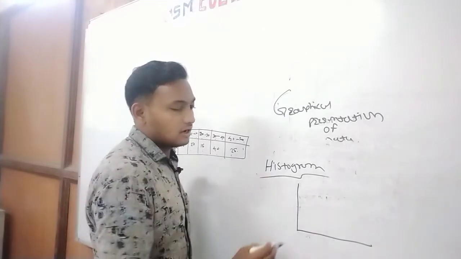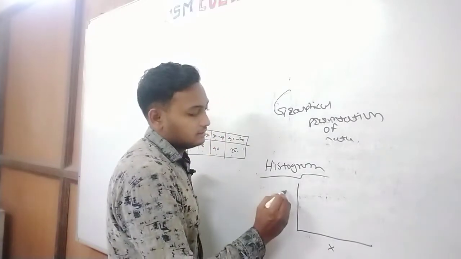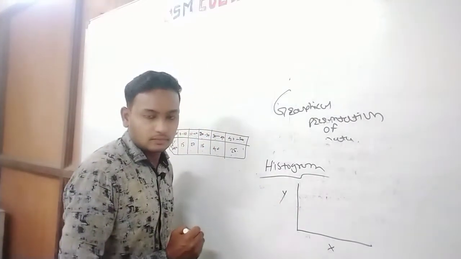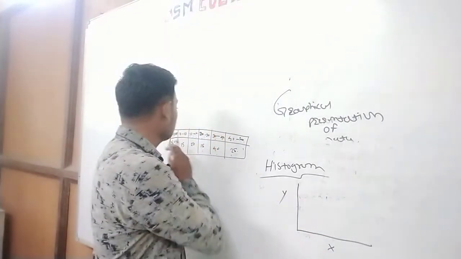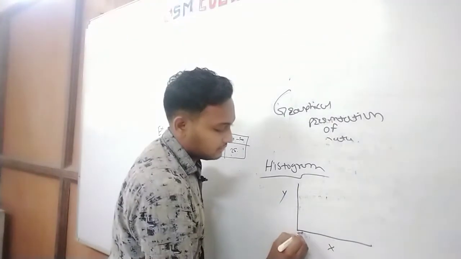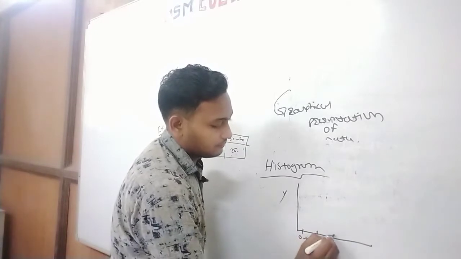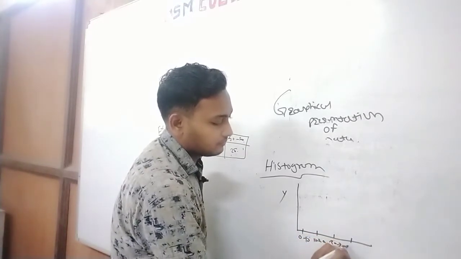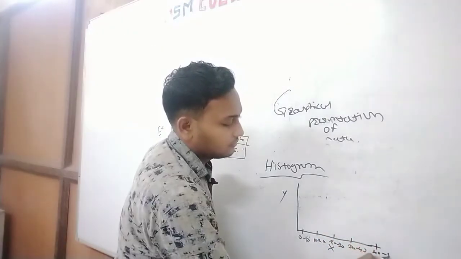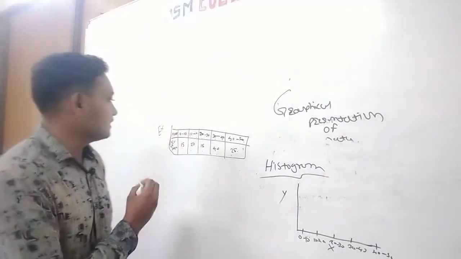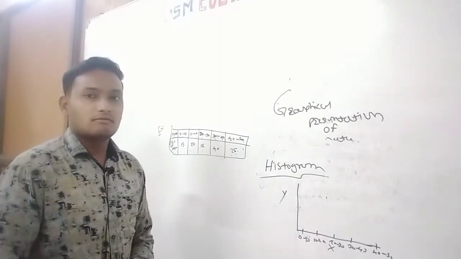We know the graph very well. In the graph there is the x-axis and the y-axis. The marks are drawn on the x-axis, that is 0 to 10, 10 to 20, 20 to 30, 30 to 40 and 40 to 50. On the x-axis we draw the marks and the number of students is drawn on the y-axis.